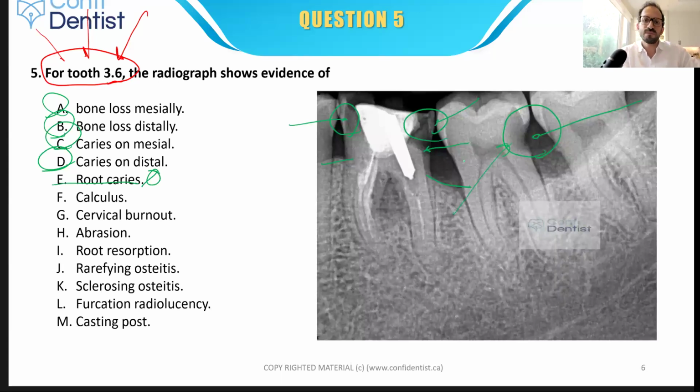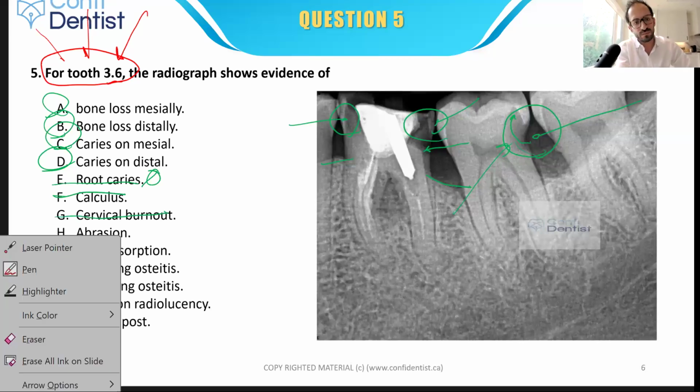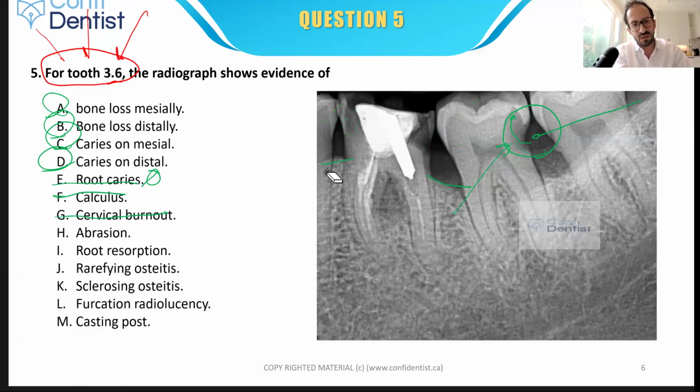Okay. So as you see, it started from the root and it extended upward and just undermined the enamel. Okay. No calculus, no cervical burnout. Okay. So what you see on the distal is simply root concavity, like here.